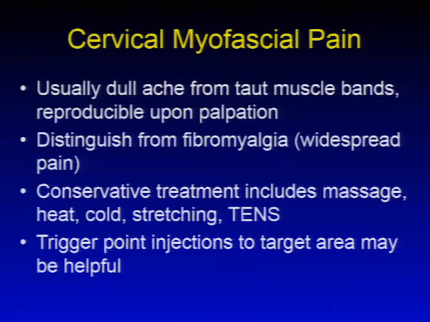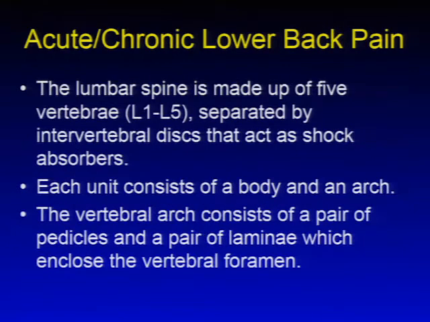A separate pathology is cervical myofascial pain, which is usually a dull ache that results from taut musculoskeletal bands, typically reproducible upon palpation. This is distinguished from fibromyalgia, which is typically referred to as a widespread pain. Conservative treatment of cervical myofascial pain is usually massage, heat, cold, stretching, and TENS unit. Trigger point injections may be helpful to target the area that is bothering the patient.